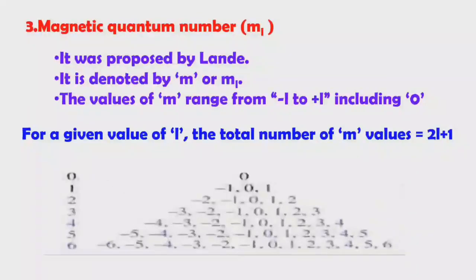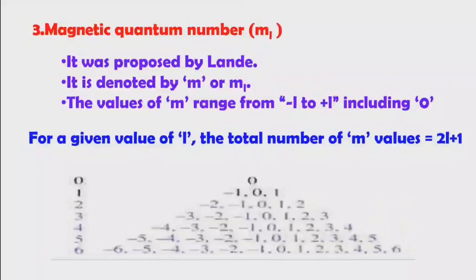Here we will see examples. If L is equal to 0, ml is equal to 0. If L is equal to 1, ml values are minus 1, 0, plus 1. So for L equal to 1, 2L plus 1, 2 into 1 plus 1, equals 3 values. If L is equal to 2, ml values are minus 2, minus 1, 0, plus 1, plus 2. If L is equal to 3, ml values are minus 3, minus 2, minus 1, 0, plus 1, plus 2, plus 3. So ml values are from minus L to plus L, including 0. Total m values will be 2L plus 1.